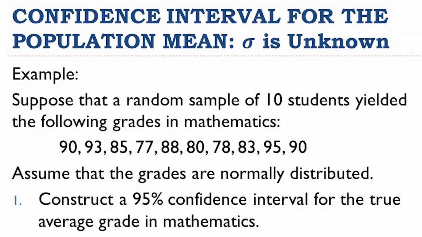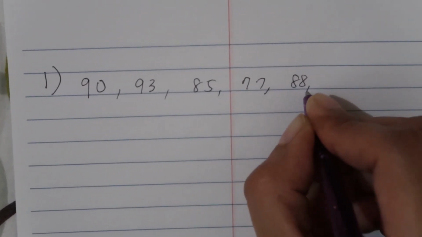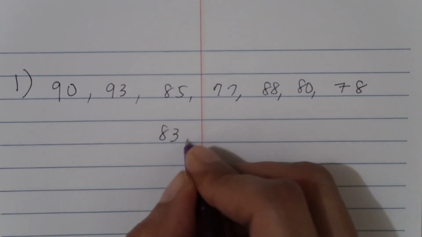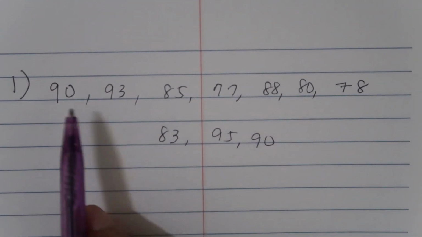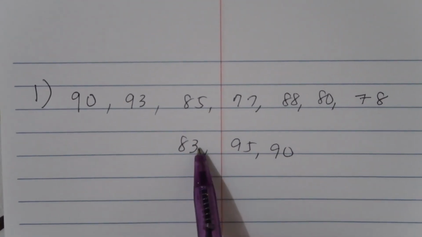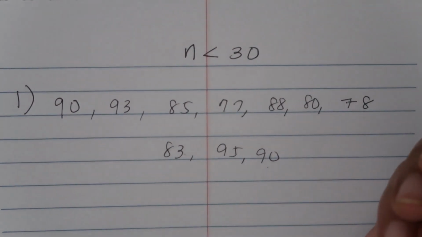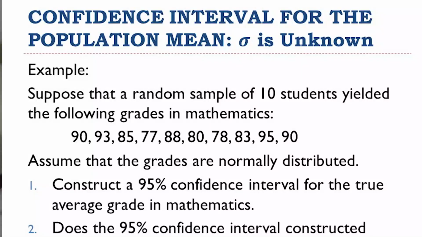For example, example number 1. Suppose that a random sample of 10 students yields the following grades in mathematics. So these are the grades: 90, 93, 85, 77, 88, 80, 78, 83, 95, 90. So 10 students: 1, 2, 3, 4, 5, 6, 7, 8, 9, 10. So your sample size is less than 30.